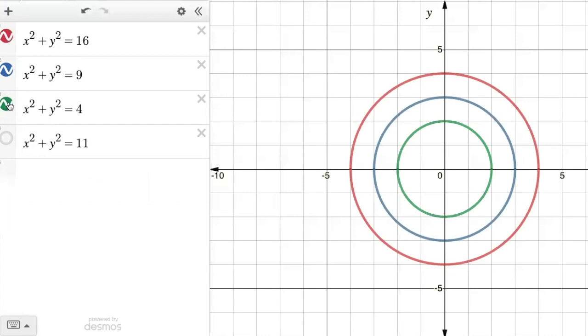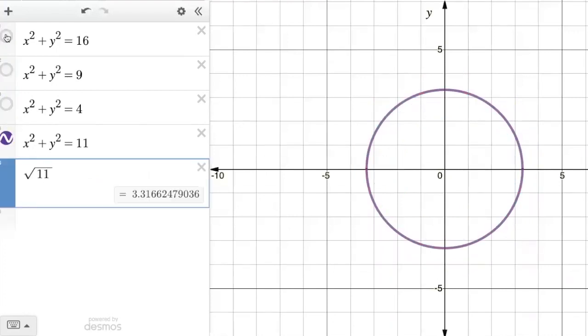Knowing that, where do you think the circle x squared plus y squared equals 11 will fall on this graph? 11 would be what the radius squared equals. So to figure out what the radius is, we need the opposite operation, the square root. The square root of 11 is a little bit more than 3, and you can see that is the radius of this circle, the distance from the center to the outside edge.